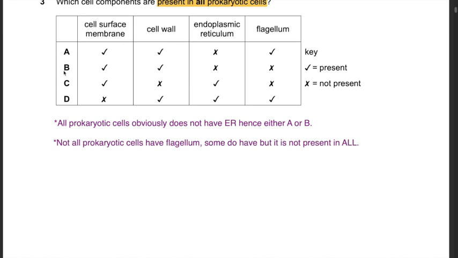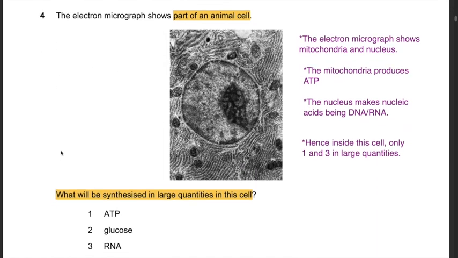Cell surface membrane, yes, is present in all. Cell wall, yes, all prokaryotic cells do have a cell wall. All prokaryotic cells do not have endoplasmic reticulum, and not all have flagellum, only some have. Therefore the answer is B.